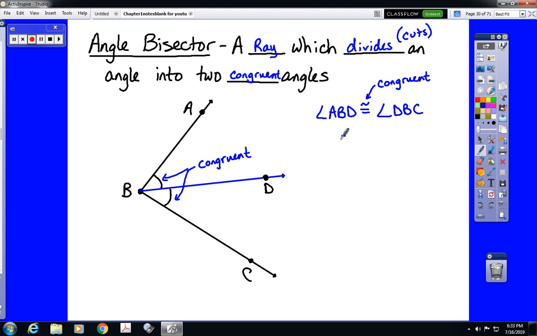Okay, and that tells us that ray BD is an angle bisector of the big angle in that picture, angle ABC.